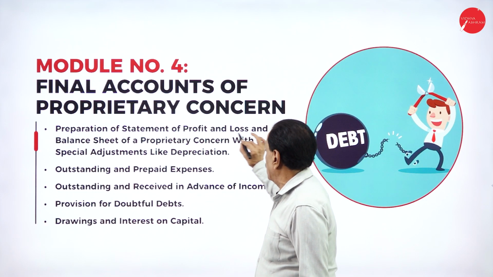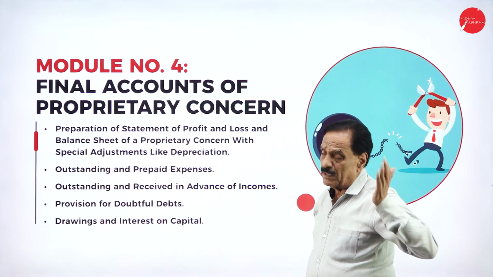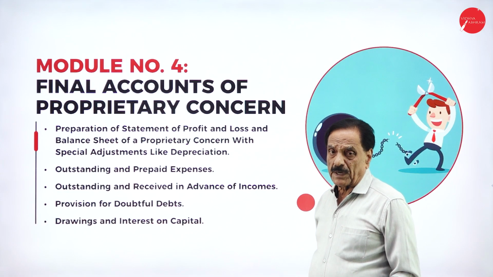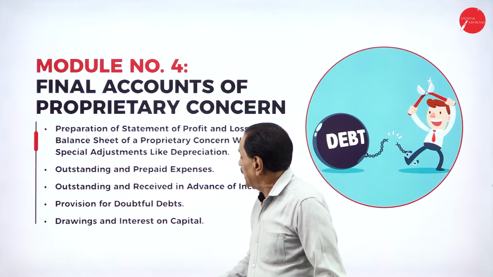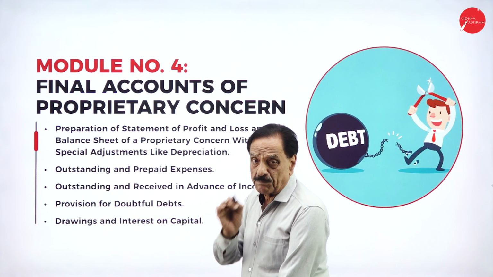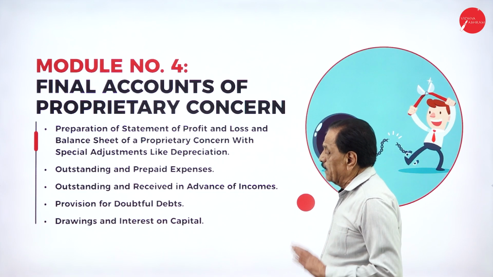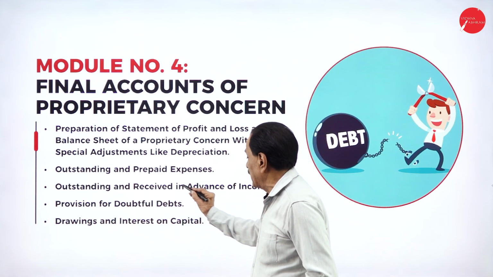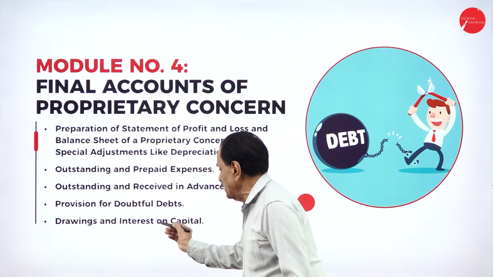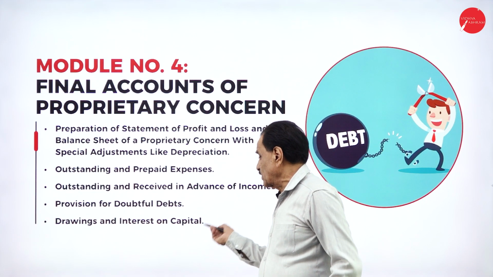Preparation of statement of profit and loss and balance sheet. So they will give the trial balance and adjustments. You have to prepare trading and profit and loss account and a balance sheet of a proprietary concern, meaning single man business, with special adjustments. These are all the adjustments they are going to give. One is depreciation. Number 2, outstanding and prepaid expenses, outstanding and received in advance of income, provision for doubtful debt, drawings and interest on capital. So drawings, interest on drawings, interest on capital.